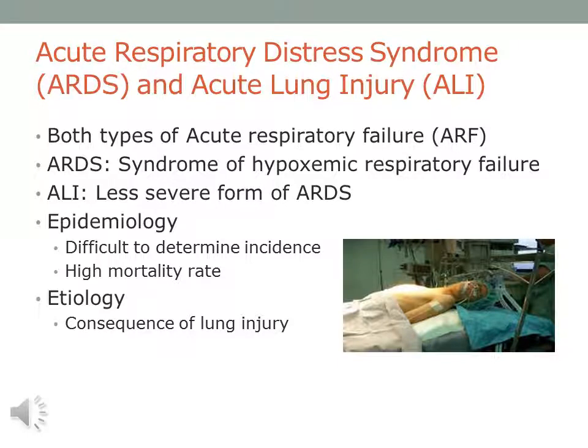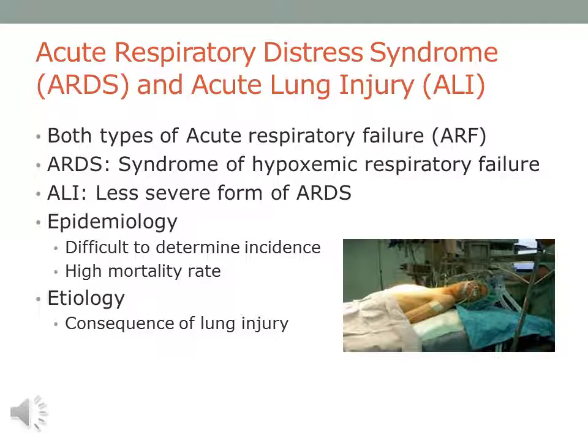So let's move on to acute respiratory failure. We mentioned respiratory failure, we talked about pulmonary edema and if it got out of hand. Now there's two types of acute respiratory failure: acute respiratory distress syndrome, or ARDS, and acute lung injury. And basically what ARDS is, is when you have hypoxemic respiratory failure. So we've gotten to where we've got no oxygen getting into the bloodstream, our oxygen saturation levels are dropping, and we go into respiratory failure.